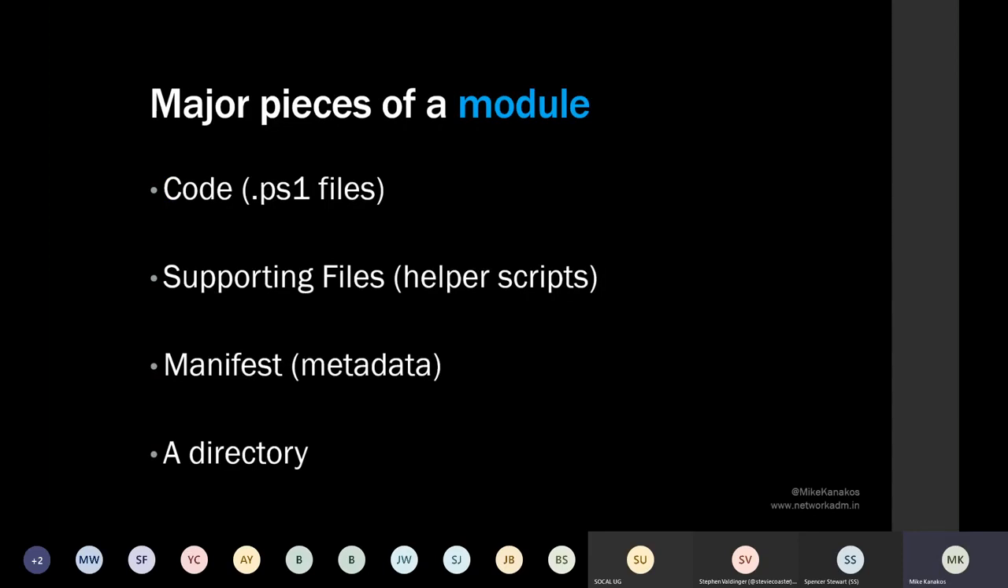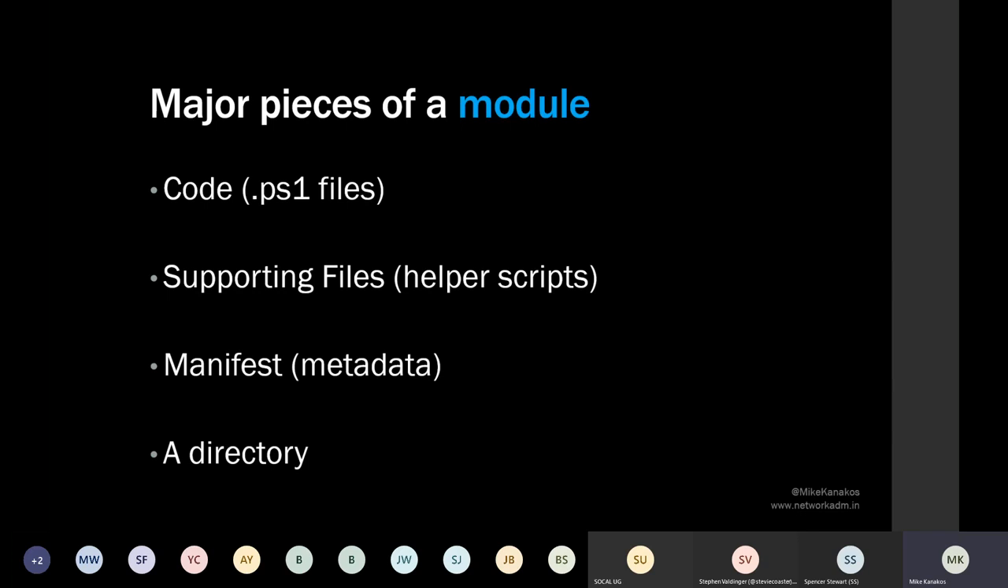So there's a couple of major pieces to a module that we need to think about. And I really want to make sure that everybody understands these things because there's not a lot to a module when we talk about the basics. You can get very, very detailed with a module at the end of the day, but to start, there's really just 4 pieces, right? You have the code that you want to circulate, and those consist of PS1 files. You have supporting files, which can be helper scripts, other modules, things like that. And then you have something called a manifest, and we wrap it all together in a directory.